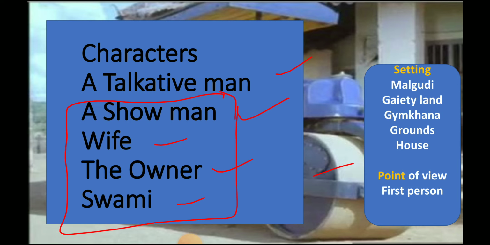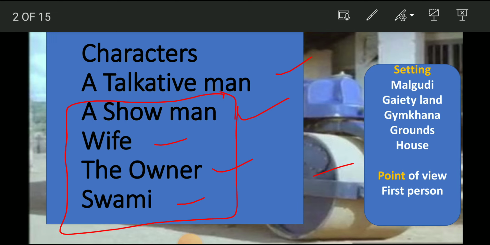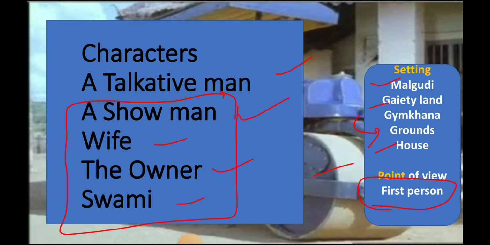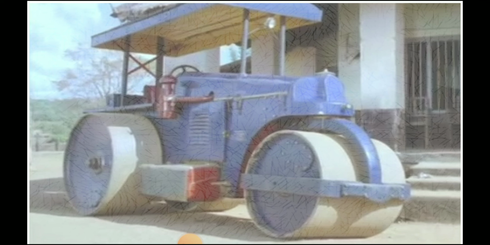Okay, so next, where is it set? The setting is in Malgudi. Malgudi is an imaginary town, a fictional town, a Kalpanika Uru. So in Malgudi, the story takes place in Gaiety land, which is situated on the Gymkhana grounds, and the house of the talkative man. Now the point of view is first person point of view. This talkative man remembers an incident from his past life. He is narrating it to his friends.